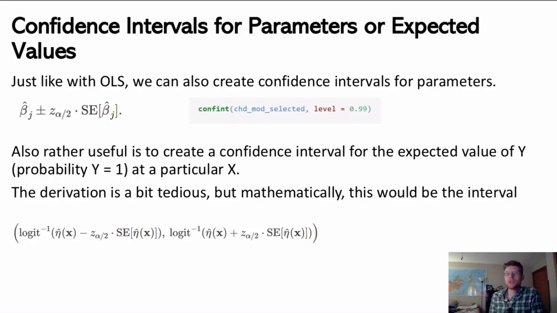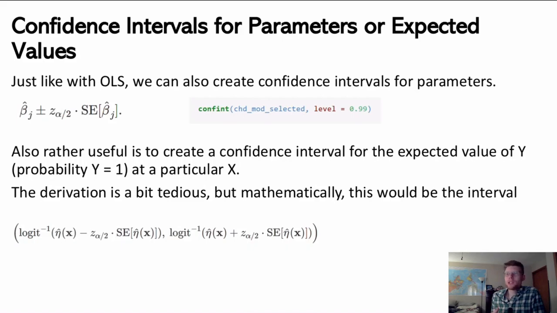Now you can actually do a confidence interval for the expected value of y at a particular x. It's mathematically a bit more tedious. The derivation we're not going to talk about, but I just wanted to mention that you can do that. Mathematically, it would be represented by these expressions right here for the lower bound and upper bound. I think there's an example walked through in the book. We're not going to do it on any questions either on the homework or on the exam, other than me just mentioning this is a thing you could do if you wanted to.